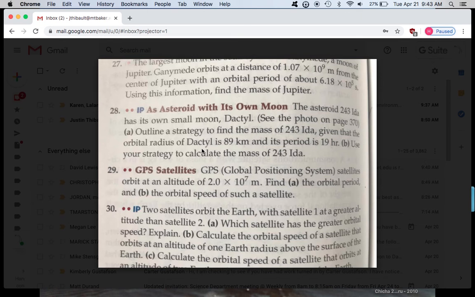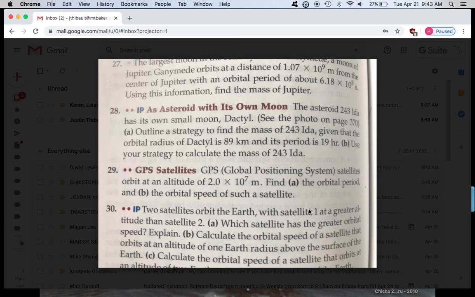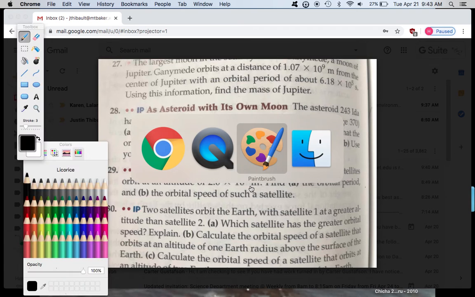Chapter 12, number 29, GPS satellites, global positioning system. Satellites orbit at an altitude of 2.0 times 10 to the 7th meters. I assume that's above the surface of the Earth. So, A, find the orbital period, and B, the orbital speed of such a satellite. The orbital period is the time it takes to go around once, and the orbital speed is its velocity at that altitude. So let's see what we can do.